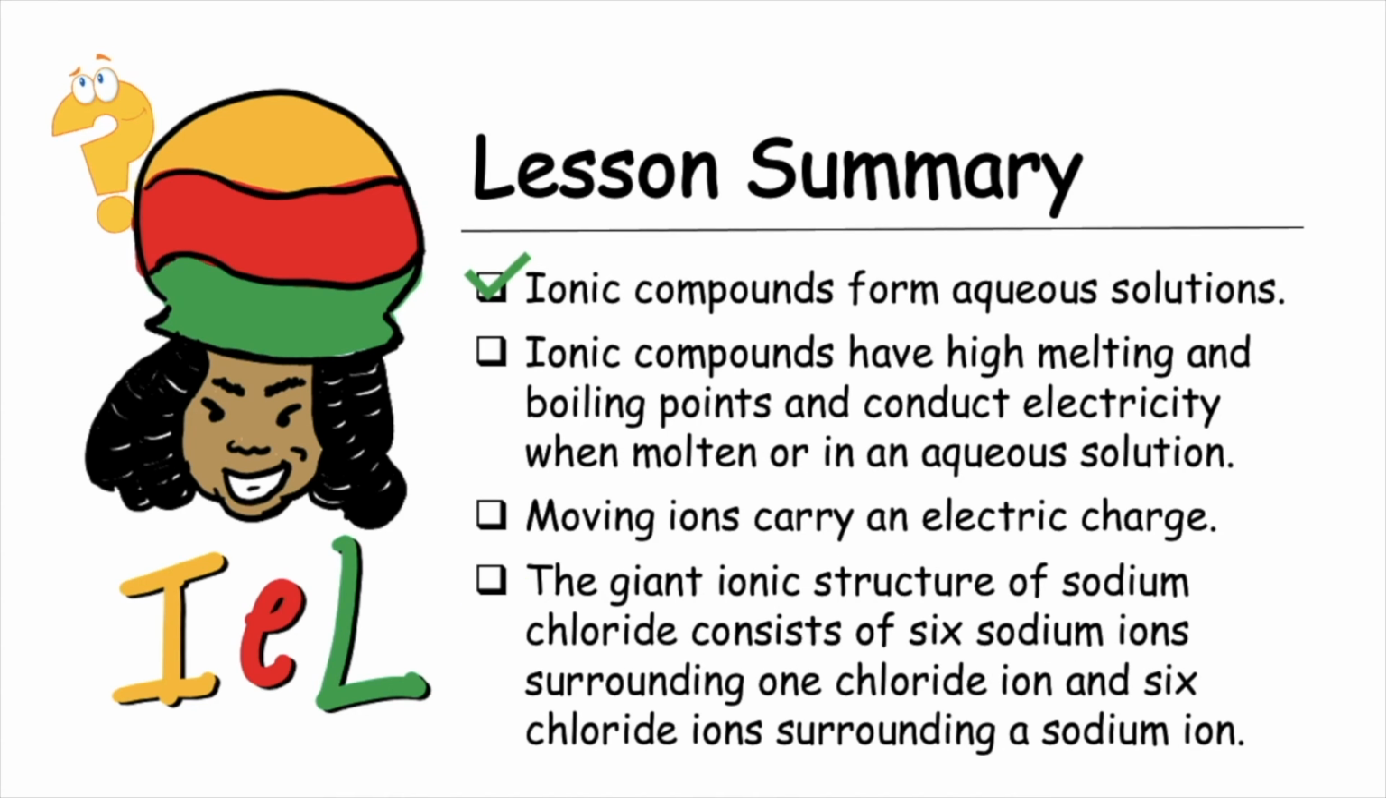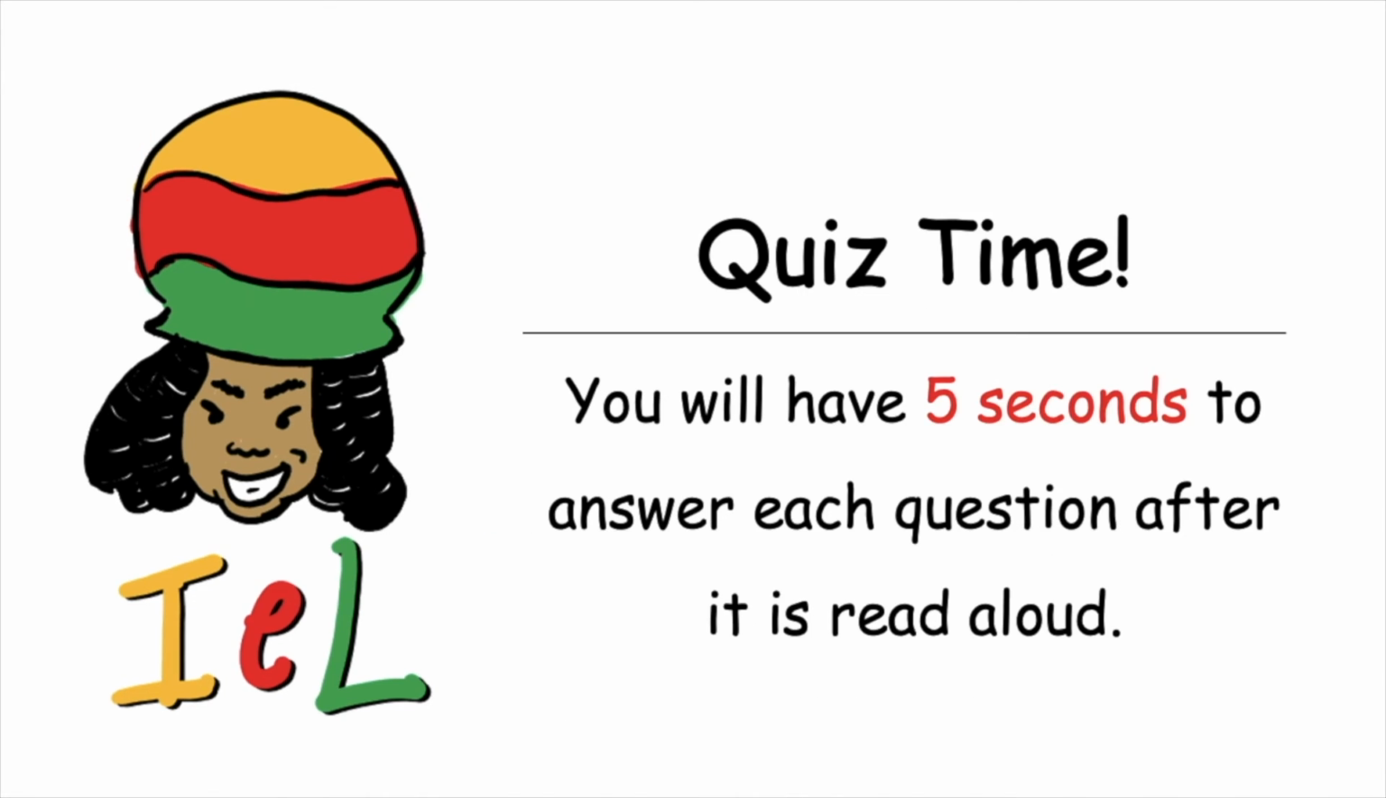Ionic compounds form aqueous solutions. Therefore, they dissolve in water. Ionic compounds have high melting and boiling points and conduct electricity when molten or in an aqueous solution. Moving ions carry an electric charge and hence conduct an electric current. The giant ionic structure of sodium chloride consists of 6 sodium ions surrounding 1 chloride ion and 6 chloride ions surrounding 1 sodium ion.